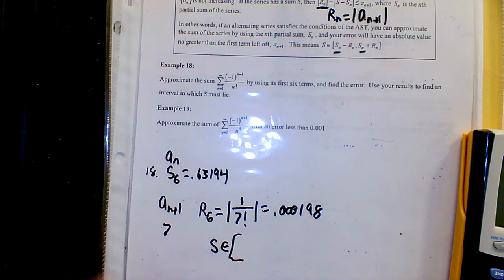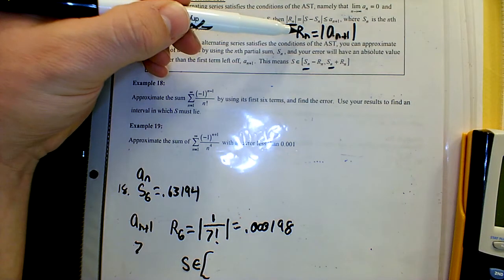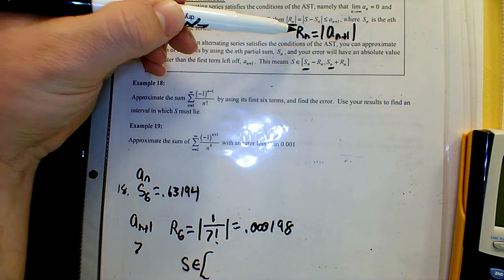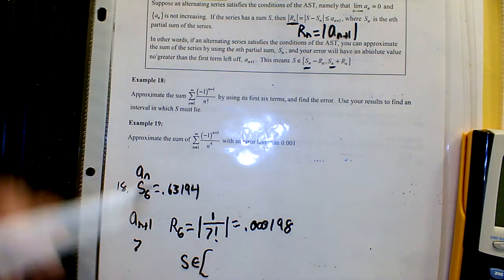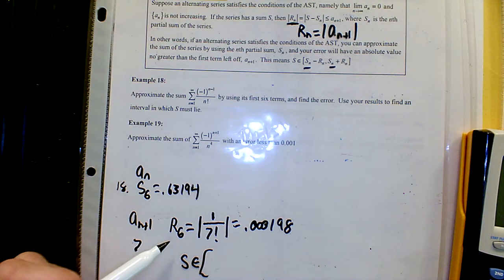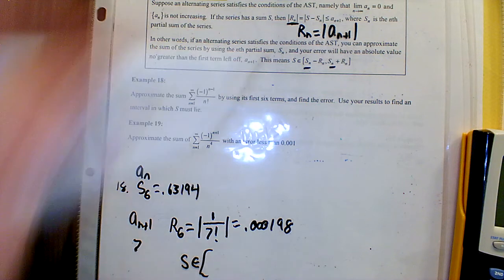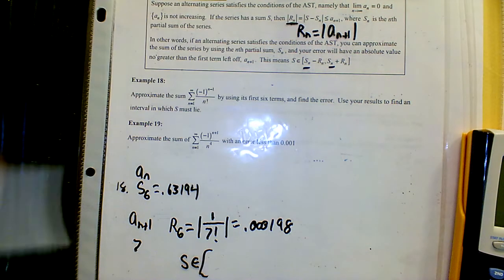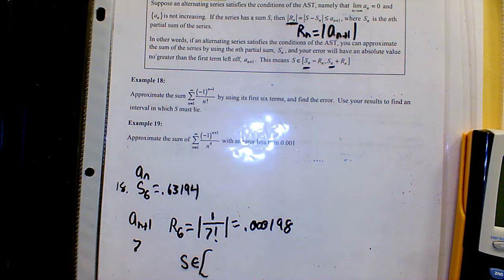Why do you have R sub 6? What is that? This is coming from up here. This means the remainder, or the error, if you have a sum of 6. So we're finding the error for the sum of 6. But when you find the error for the sum of 6, you need to use your n plus 1 term. So in this case, we're using the 7th term because we're doing the sum of 6. Okay.